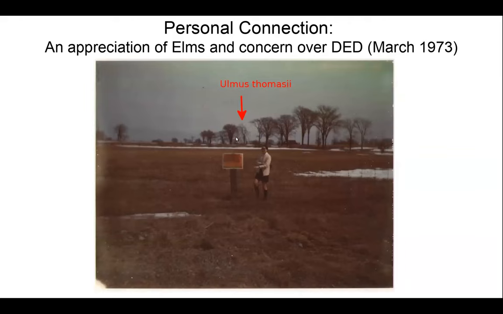There's a sugar maple we can barely see back there. And then the big red arrow is pointing at a rock elm, the first one I ever knew about. There's actually a big stump right there too, which I think Dutch elm disease had already shown up and was just getting started. But big elms everywhere. Big American elms in the background here, also on the left.